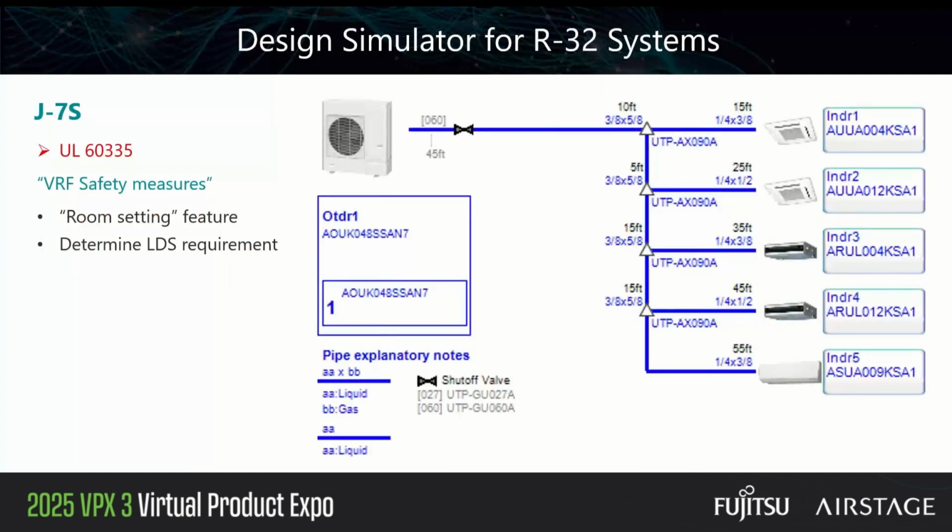Now, let's talk about VRF safety measures. So if a refrigerant charge is not compliant with a safety standard, what do we do? Well, how do we know if it's even going to be compliant? Well, there's also the equipment safety standard known as UL 60335, which the Design Simulator factors in and quantifies as VRF safety measures. Now, this is available through a room setting function.